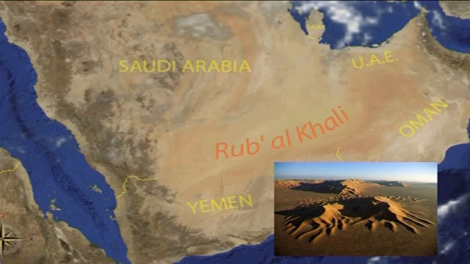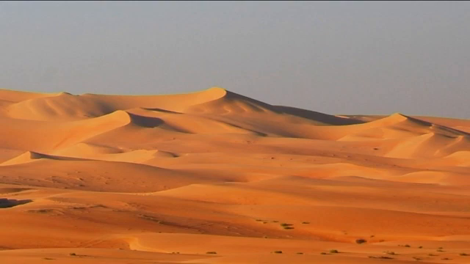The Rub al Khali Desert is considered the world's largest sand sea, across Saudi Arabia, Oman, the United Arab Emirates and Yemen. It holds roughly half as much sand as Africa's Sahara Desert, even though it is 15 times smaller in size. The desert is known as the empty quarter because it is virtually inhospitable to humans except for Bedouin tribes that live on its edges.